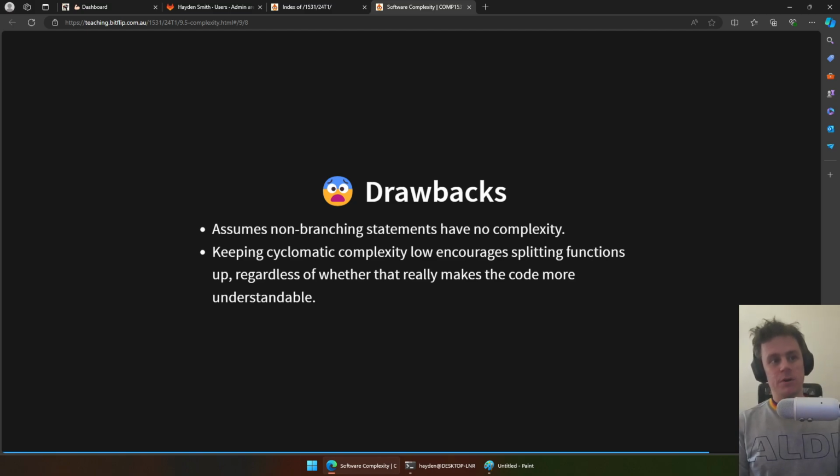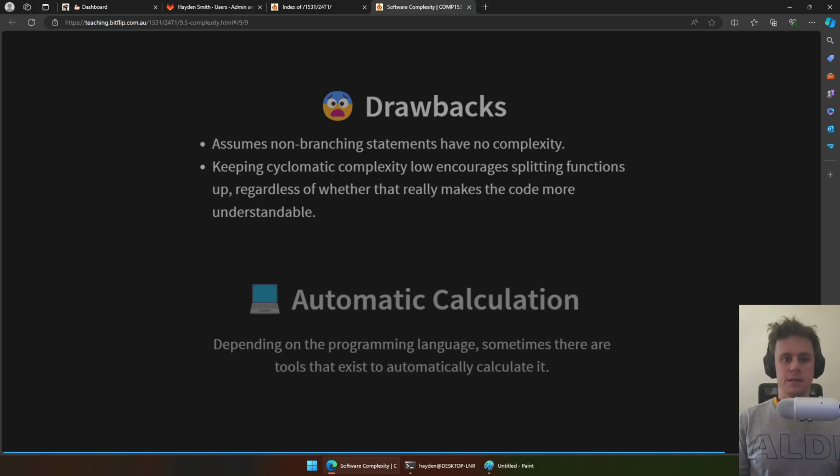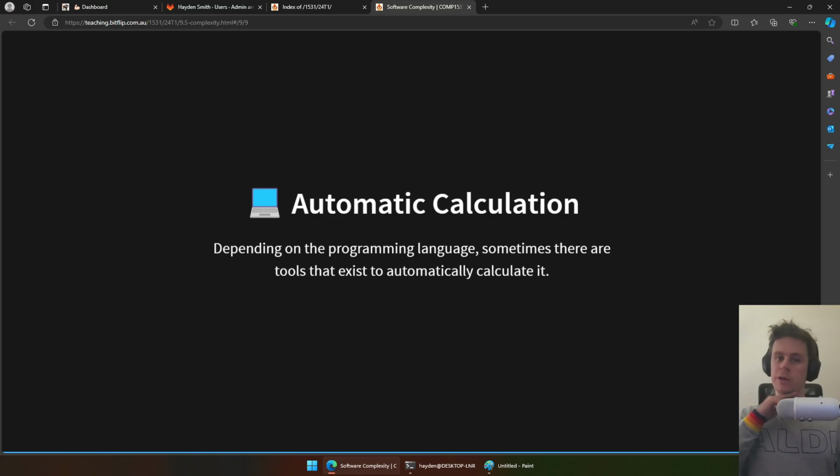The second drawback of the approach is that keeping the cyclomatic complexity low may encourage splitting up functions in cases where it's not desirable. Sometimes, like anything we've talked about in this course, it can be better to keep things together, even if they're a little bit more complex. And that's why, as engineers, we need to keep upskilling so that we have good judgment when it comes to that stuff.